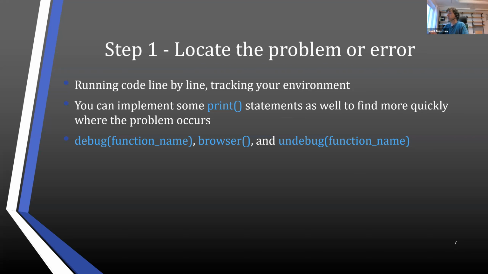The other way, maybe a more official way of doing it, is using a debugger. This can be done with debug. You can type debug and then the function name that you're interested in. You can insert, if you want, browser statements, which are stop points in the debugger. Then it runs until it meets the statement. And once you're done, you can undebug the function name, and then your code will run as normal. But once again, you could also run line by line. I will demonstrate both in the hands-on part.